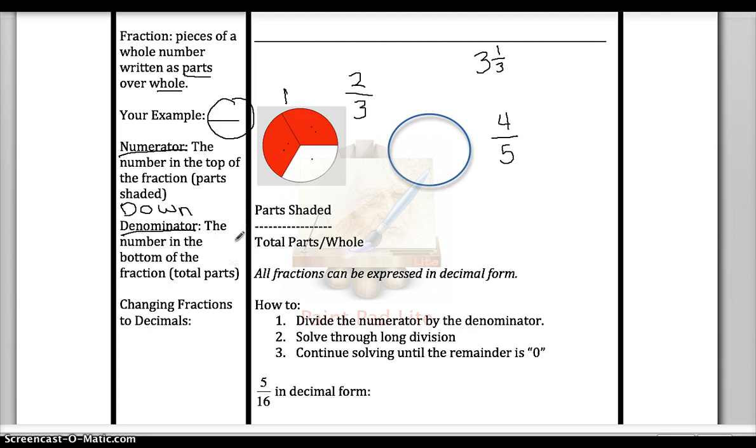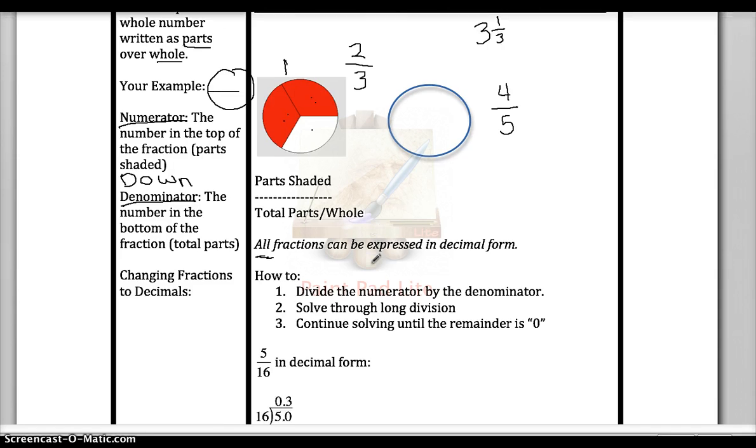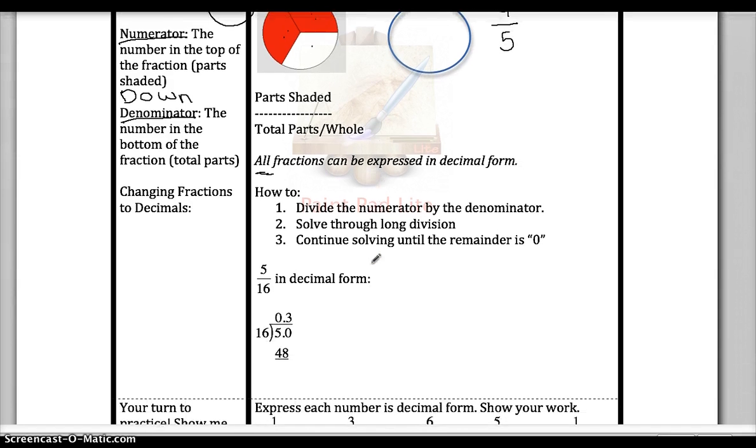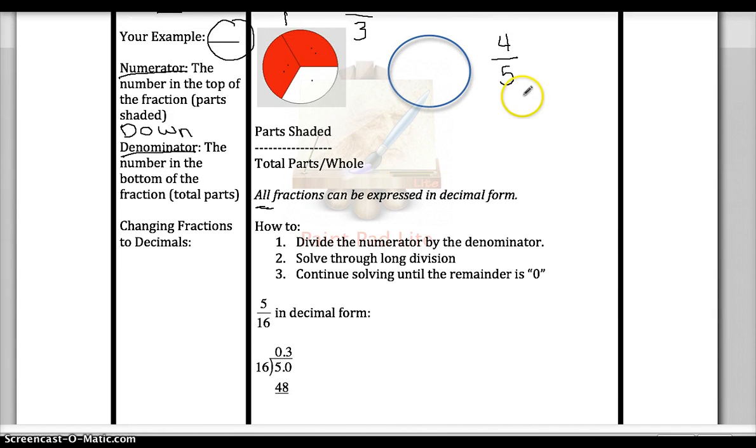All right, so go ahead and pause the video if you need to copy down these definitions. If not, we're going to move forward, and we're going to look at this fact right here, that all fractions can be expressed in decimal form, which is really awesome because sometimes we aren't able to use a fraction. Sometimes we have to use a decimal.